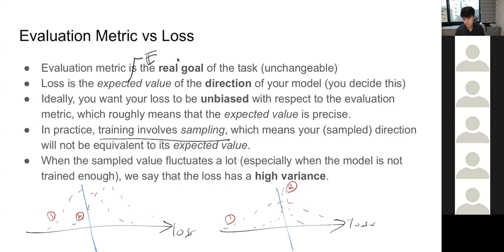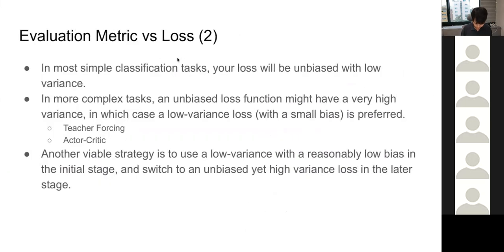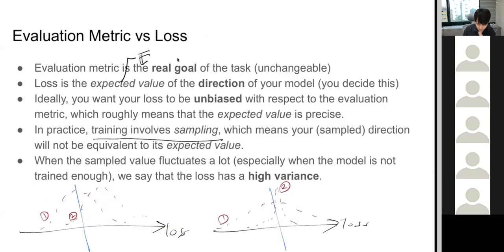Is it clear? Yep. So what I'm trying to say here is that I cannot always say number one is preferred over number two because it's unbiased, because number two is in many cases closer to the true loss, although it's not unbiased, it's biased. That's really the point that I want to make here, that in many simple classification tasks, your loss will be unbiased with low variance. So it doesn't really matter. It's this case, right? The left case.